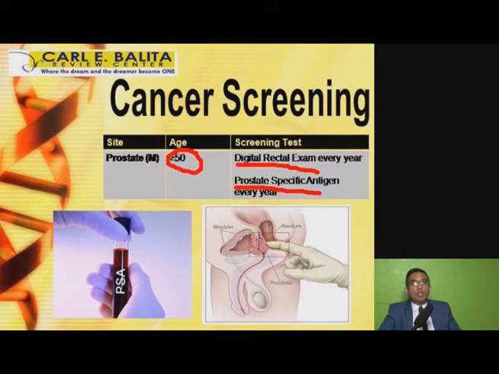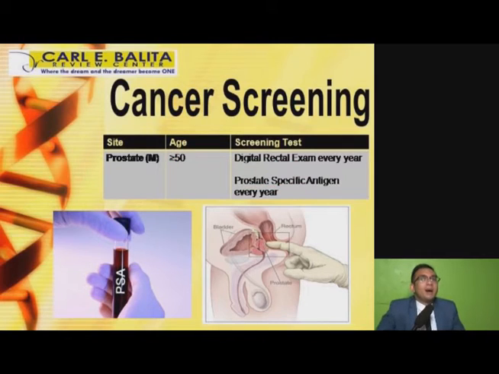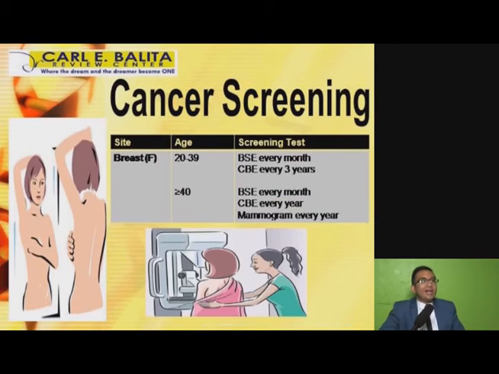Alright, so they are what we call your cancer screening test. Natandaan ba ang cancer screening test? I-recap natin. For breast, naalala? Okay, for a patient 20 to 39 years of age, breast self-exam every month, clinical breast exam every 3 years. For more than 40, breast self-exam every month, clinical breast exam every year, and mammogram every year.